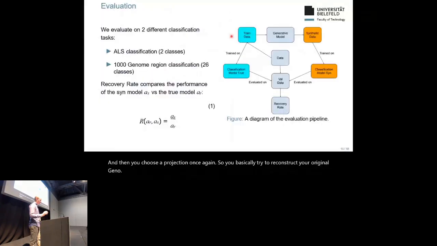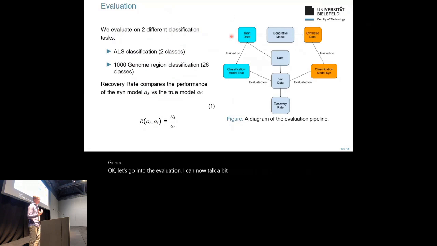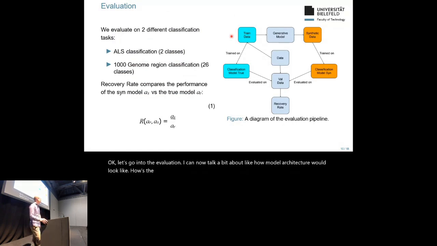Okay, let's go into the evaluation. Now I talked a bit about how the model architecture would look like, how the generation would happen. How can we evaluate that after we've generated some genomes, that they are actually close to real genomes? Of course, this is a very interesting question, because in general this is not very easily solvable actually.